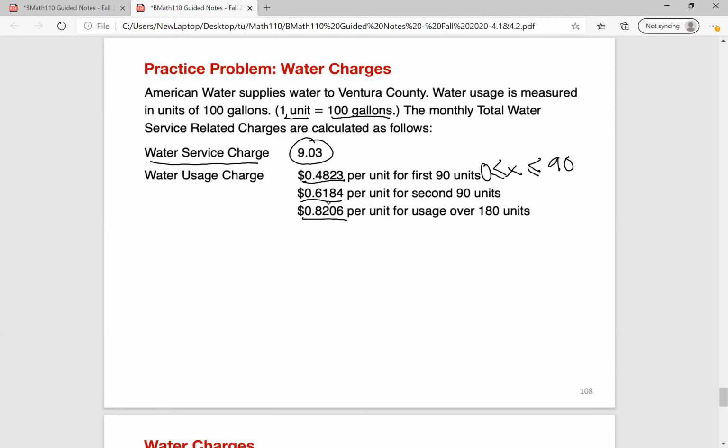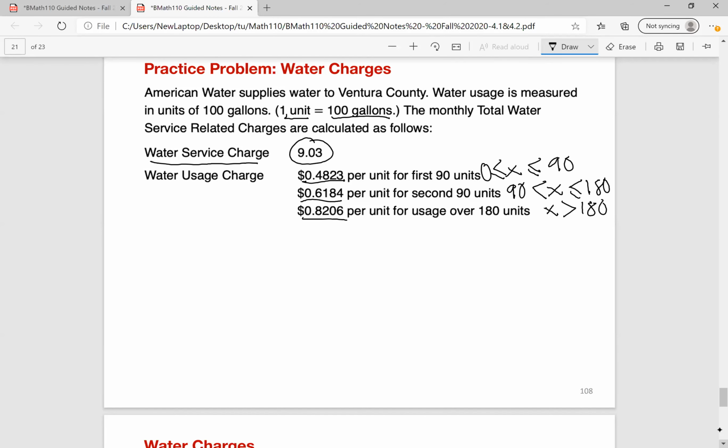For this one, the rate is 0.4823. For the second 90 it's 0.6184. That means you have from 90 exclusive until 180. And then the next one is over 180, then you have to use the rate of 0.8206. So now let's move down.